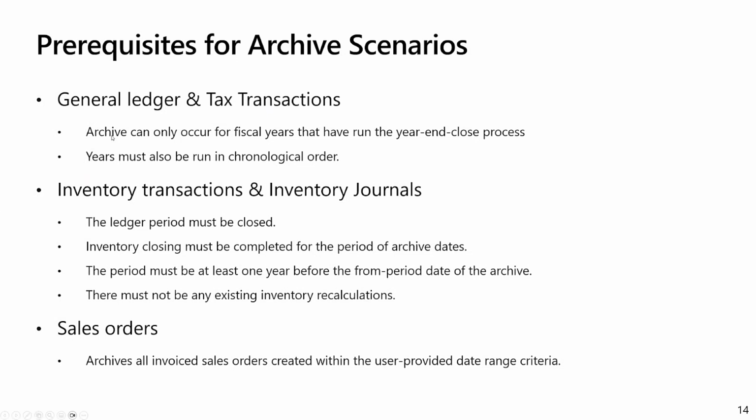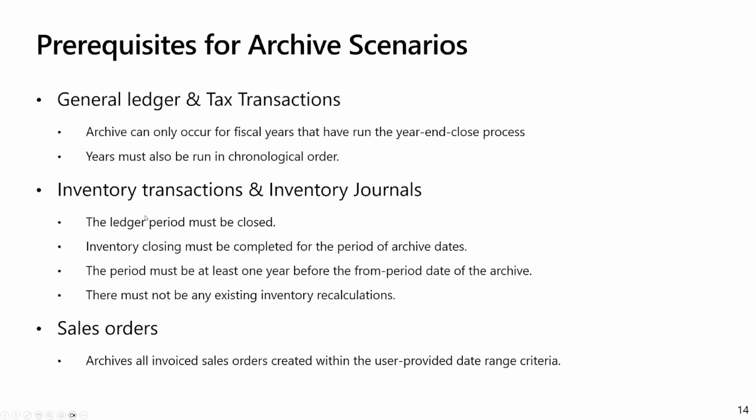For general ledger and tax transaction, your fiscal period should be closed and the year-end process should have been executed. And the archival needs to be run in chronological order. So it makes sense that if it's 2015, then 16, 17, 18, and so on. You cannot skip that particular order.